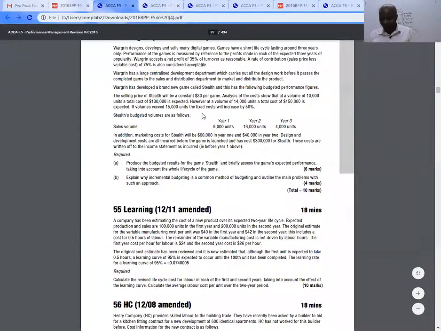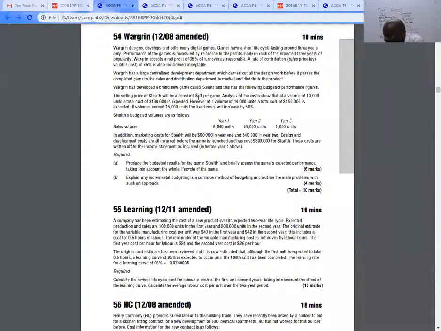Now, so here the catchword is just one. They have told us here the selling price of the steel will be constant at $30 per game. Analysis of the cost shows that at a volume of 10,000 units, total cost will be 130,000. Please underline the words total cost. However, at a volume of 14,000 units, a total cost of 150,000 is expected.